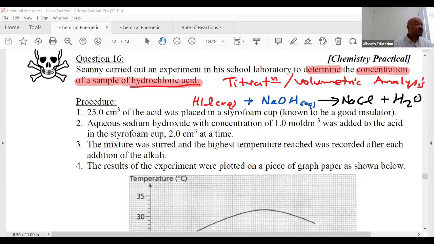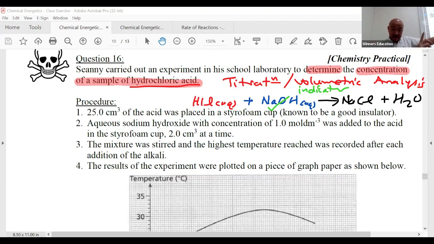Can I recall back? So this is your sec 3 stuff, right? Volumetric analysis, acid-base titration. What do you add? You need to have an indicator. The indicator changes color, then you get the volume of sodium hydroxide, and after that, you do all your calculation. Remember that part? So usually, you want to find the concentration of an unknown acid or alkali. This is what you do. Use an indicator, do titration.